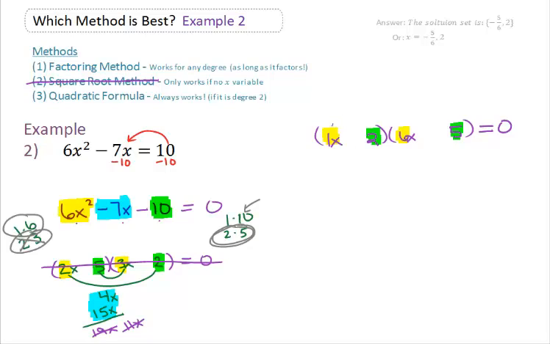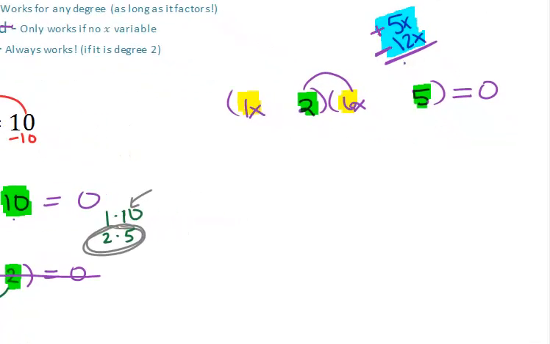My outside here, 1x times 5 gives me a 5x. My inside, 2x times 6x gives me a 12x. And I want to add or subtract these to give me that middle term of negative 7x. I can make that work if I make my signs of my 12 to be a negative and my 5 to be a positive. That does give me my negative 7x in the middle. So I find my 12, make it negative, and I find my 5 and make it positive. So I have finished factoring this problem.